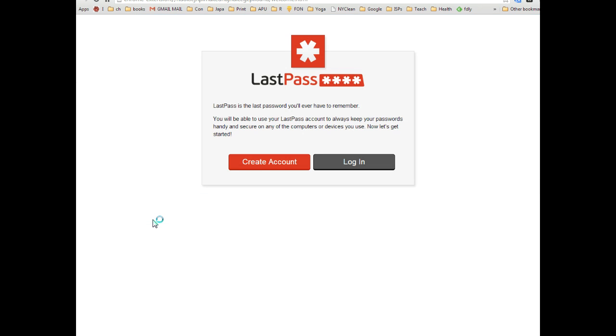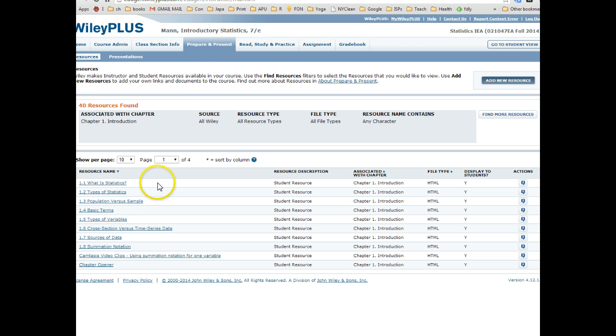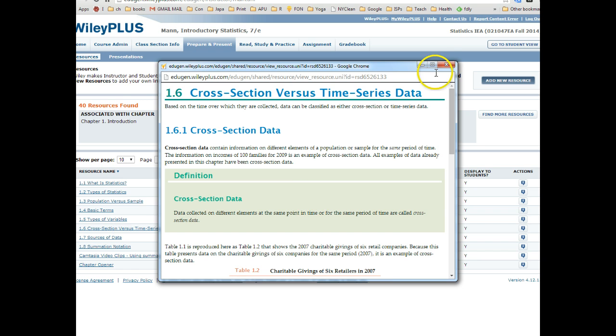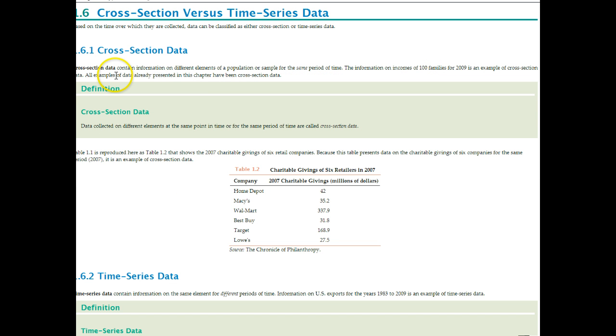Okay? So does everyone understand that? Okay, so time series is data that's collected over time, and cross-section is not. It's not collected over time. Okay? So cross-section data contains information on different elements of a population or sample for the same period of time. Okay, so it's the same period of time, but different locations.